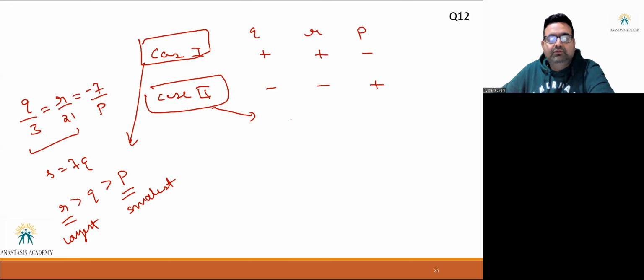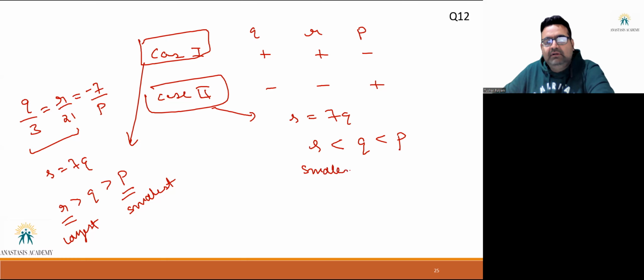Let's look at case 2. Now again, R is 7Q, but since they are negative numbers, multiplying a negative number by 7 will make it even smaller, more negative, right? So R becomes less than Q. And similarly, P is positive, so it will be the maximum. So here, this is the smallest and this is the largest.